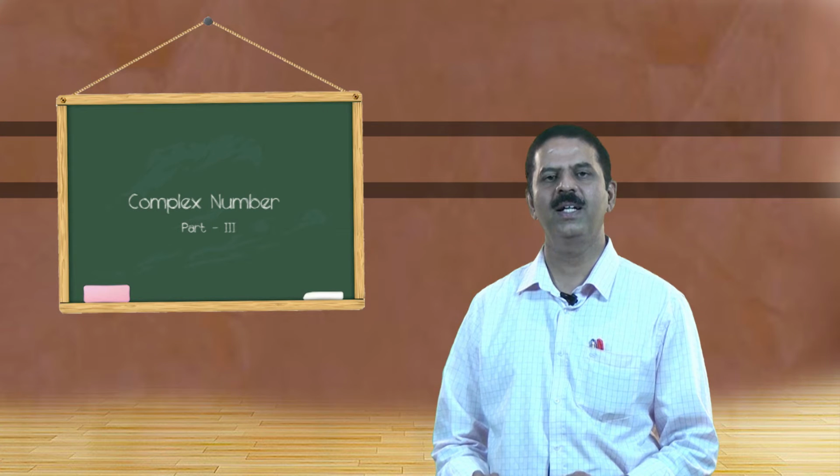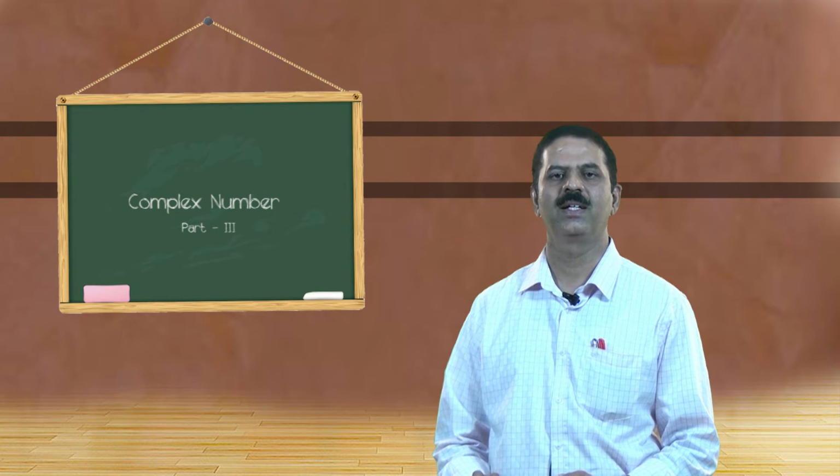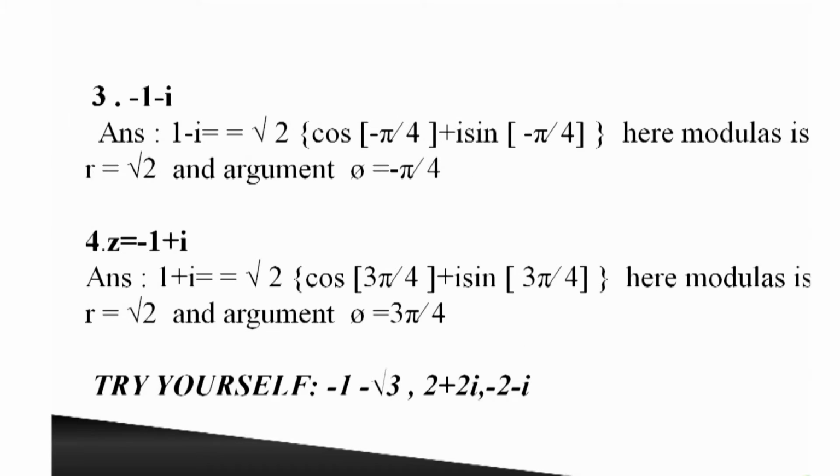Third example, take minus 1 minus i. Now, observe that this number lies in the third quadrant and we can convert it into polar form. Minus 1 minus i is equal to, again modulus is going to be root 2 and amplitude is going to be minus pi by 4. Hence, minus 1 minus i is equal to root 2 into cos minus pi by 4 plus i sin minus pi by 4.